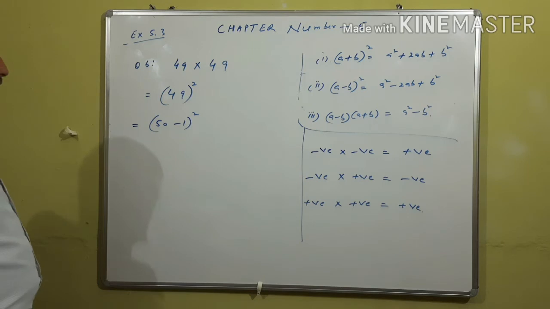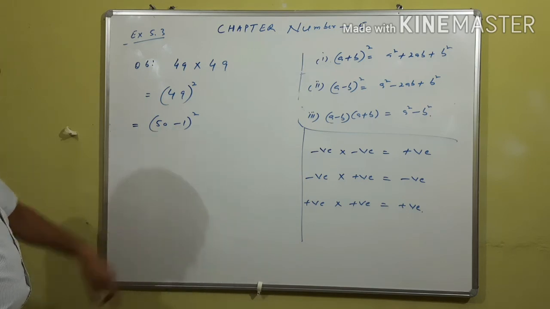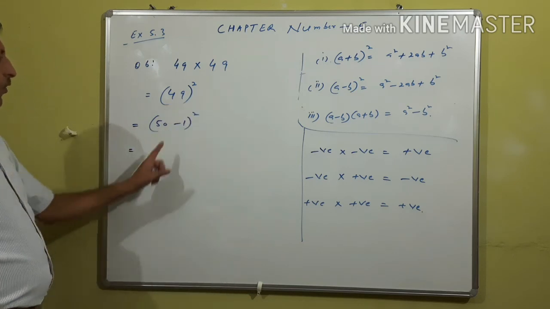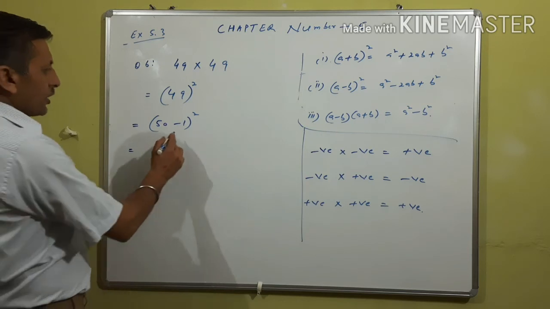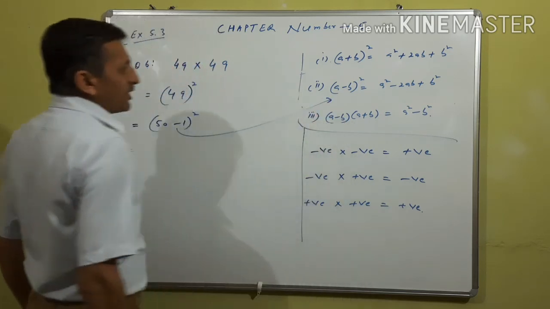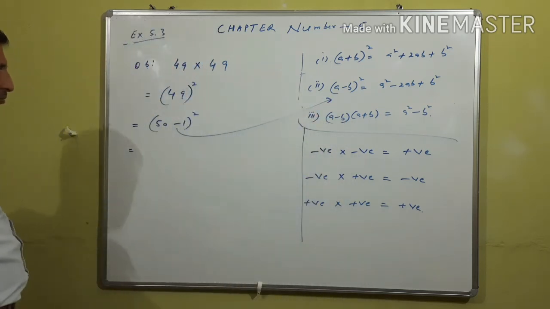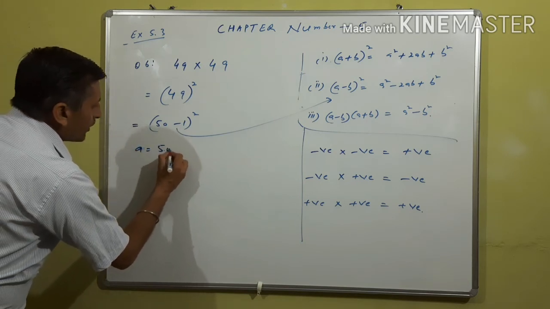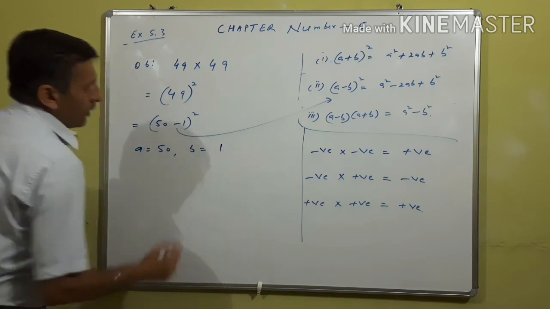So that's why we are taking 50. Otherwise, you can take another number, I have no problem, but this makes it easy. 1 squared is easy, so that's why we are using this one. Once again, you have to compare this one. So it is equal to (a minus b) whole squared. So here a is naturally 50 and b is equal to 1.